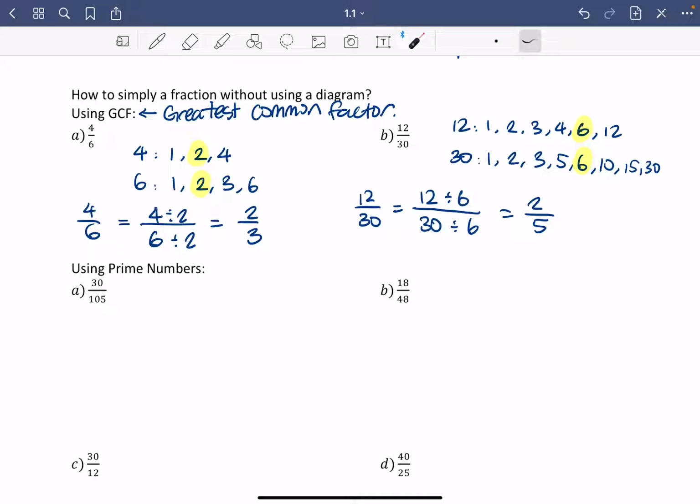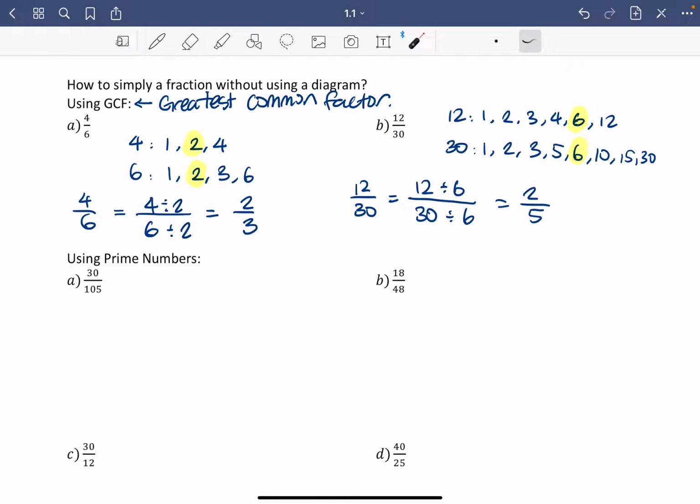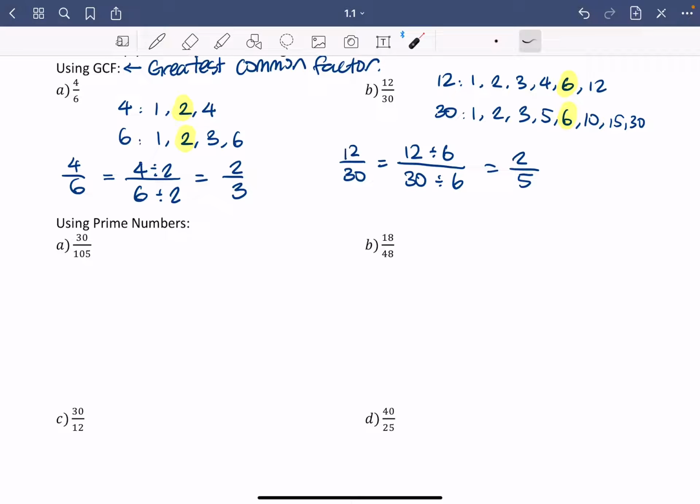And the reason that we can divide both the top and bottom by the same number is that we know if the top and the bottom are the same number, then it's equal to 1. So actually, 2 over 2 is 1. 6 over 6 is also 1. So we're actually just dividing by 1. It doesn't change the value of your fraction. Okay? All right.